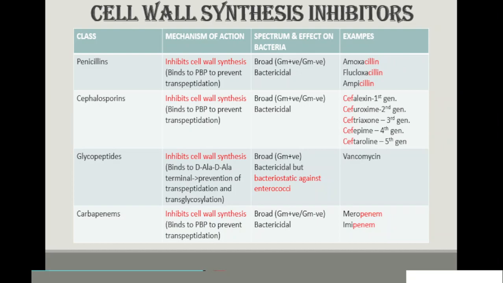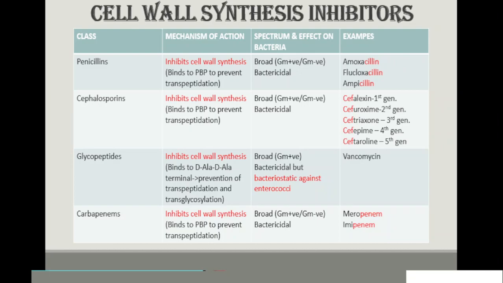Now the second group of drugs, cephalosporins, work just like penicillins. They are also broad spectrum. However, we have classes or generations of cephalosporins. Currently we have first to fifth generation. The first generation cephalosporin, an example I have here, is cephalexin. Then a second generation is cefuroxime. Then a third generation is ceftriaxone. A fourth generation is cefepime, and a fifth generation is ceftaroline.